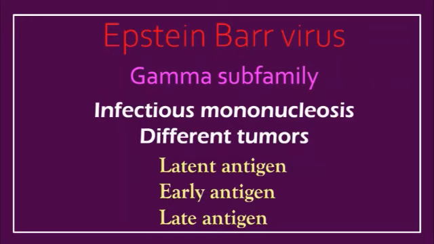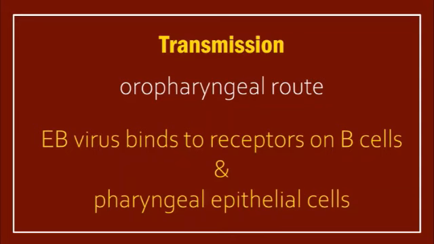Coming to the pathogenesis, Epstein-Barr virus is transmitted by oropharyngeal route through infected salivary secretions. The Epstein-Barr virus binds to specific receptors present on B cells, which are also receptors for C3b component of complement. Such receptors are also present on pharyngeal epithelial cells. So in the primary infection, what happens? It occurs in the oropharynx. Epstein-Barr virus replicates in epithelial cells or surface of B lymphocytes of the pharynx and salivary glands.